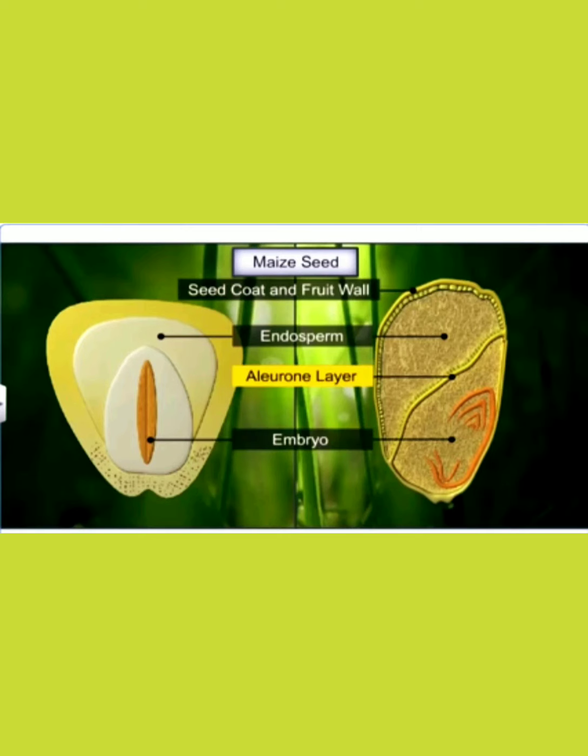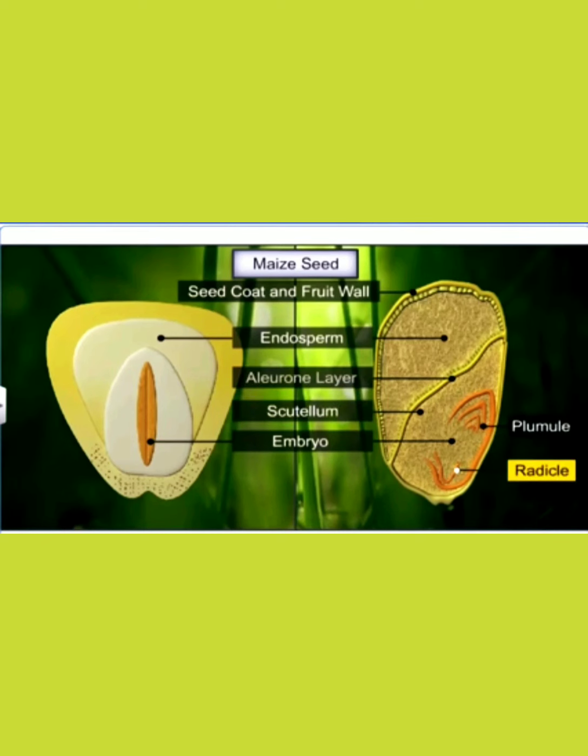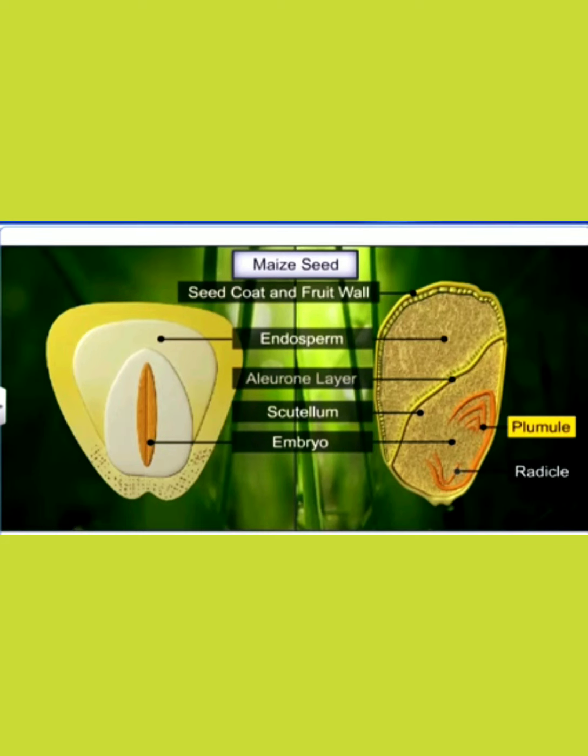The embryo is separated from endosperm by a proteinous layer known as aleurone layer, and the embryo consists of a single cotyledon called scutellum. It also has a plumule and a radicle. The radicle is towards the pointed end and it is enclosed in a protective sheath called coleorhiza. And the plumule is towards the upper border side of the embryonic region and is enclosed in a protective sheath called the coleoptile.